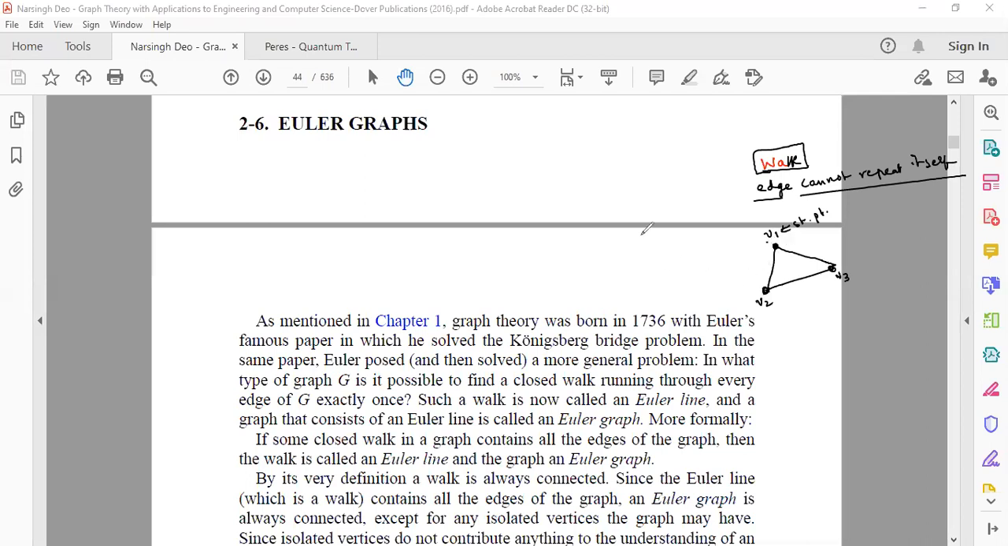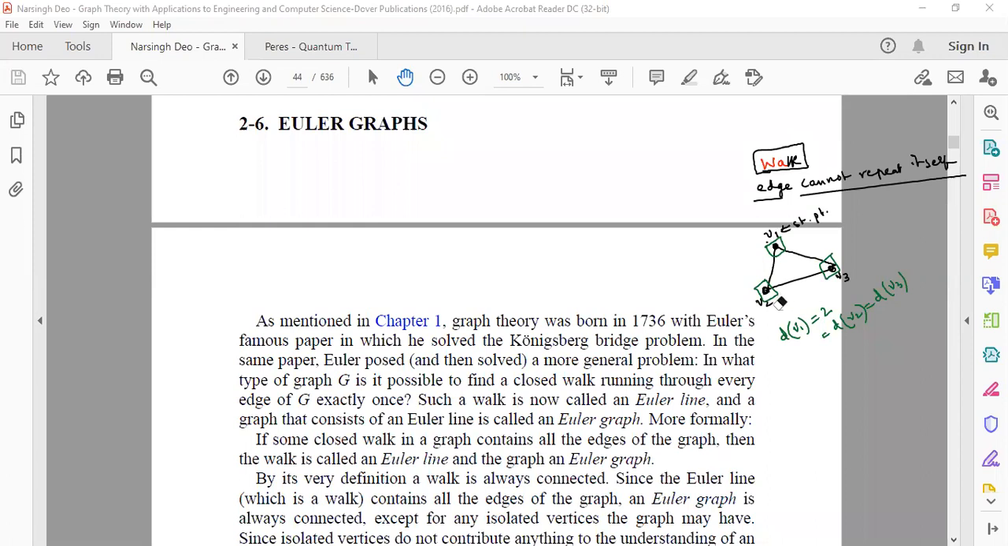And a very important and fundamental property of the Euler graph is that if you can find an Euler graph, then every vertex will be of even degree. If I consider the vertex V1, it has degree 2, similar to the degree of the vertices V2 and V3. So how to identify an Euler graph? You can identify an Euler graph mathematically by counting the degrees of the vertices.